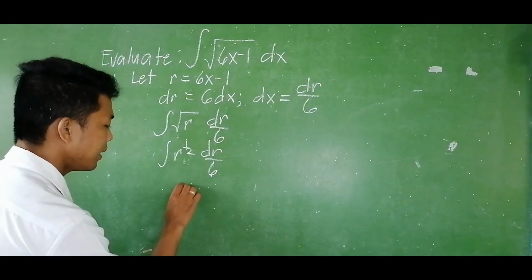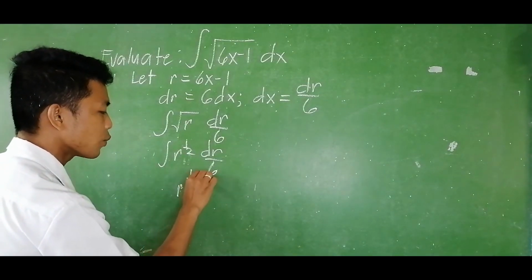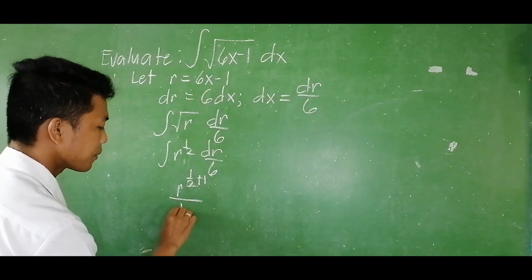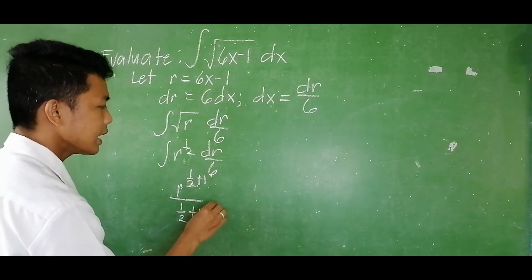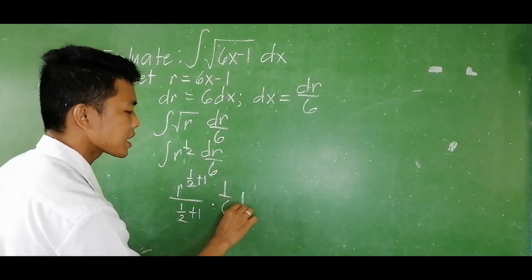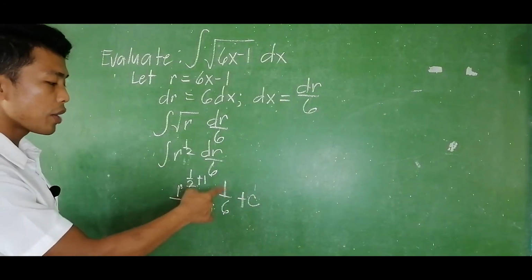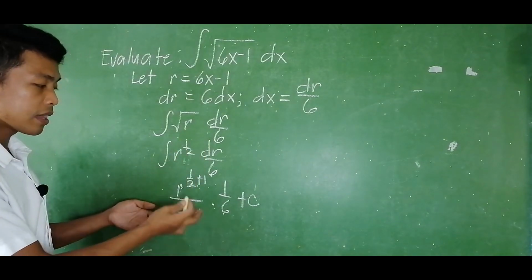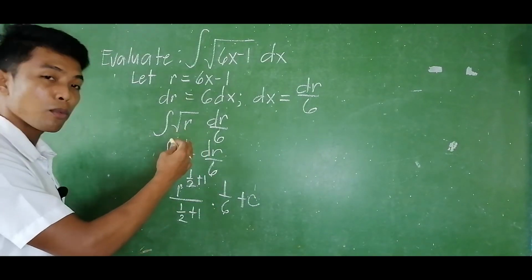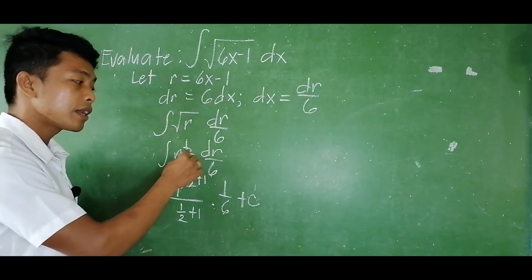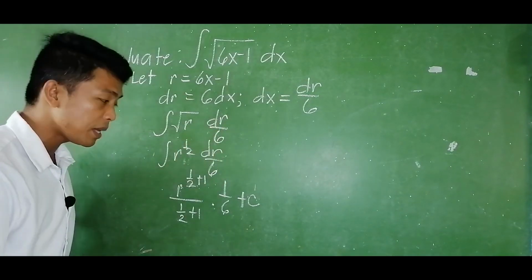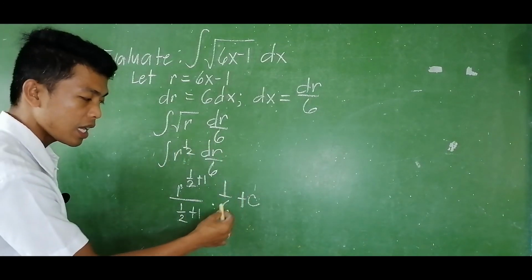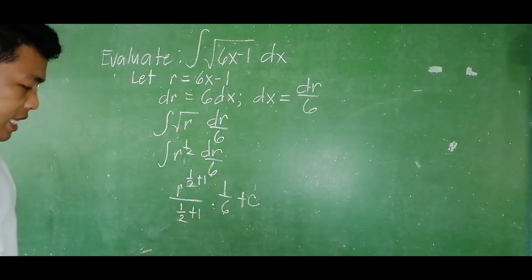Now, we are ready to apply the power rule of antiderivative. We will get r raised to 1/2 plus 1, over 1/2 plus 1, times 1 over 6, plus C. Again, 1 over 6 is from dr over 6. Because we are already anti-differentiating, we can now remove dr. And since dr is removed, what remains in the denominator is 1. We copy the numerator, and then we copy the denominator, which is 6.